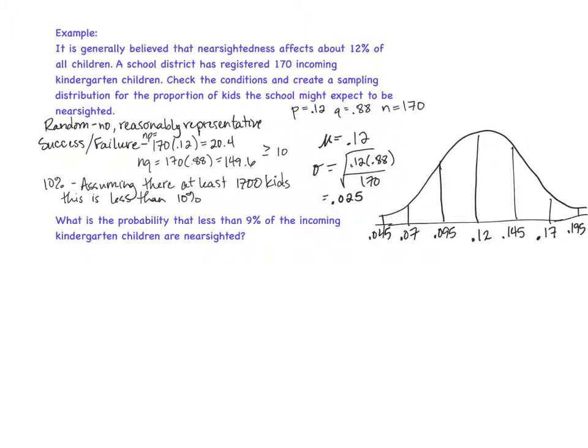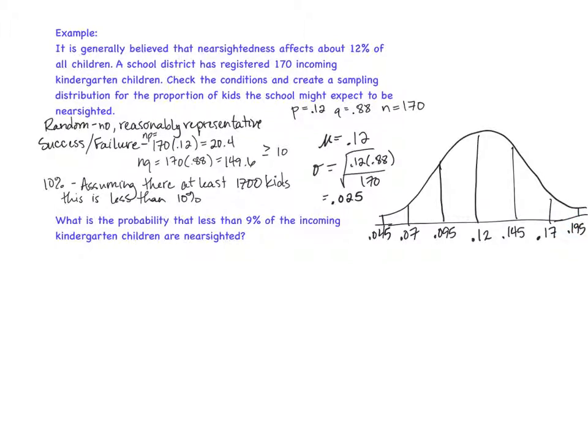So this is what we'd expect most samples to look like. So if we took many samples of 170, we'd expect 68% of them to be between 9.5% and 14.5% nearsighted kids. 95% of them between 7% and 17% nearsighted, and pretty much all of them between 4.5% and 19.5%. Out here, beyond 2 standard deviations is generally pretty weird.